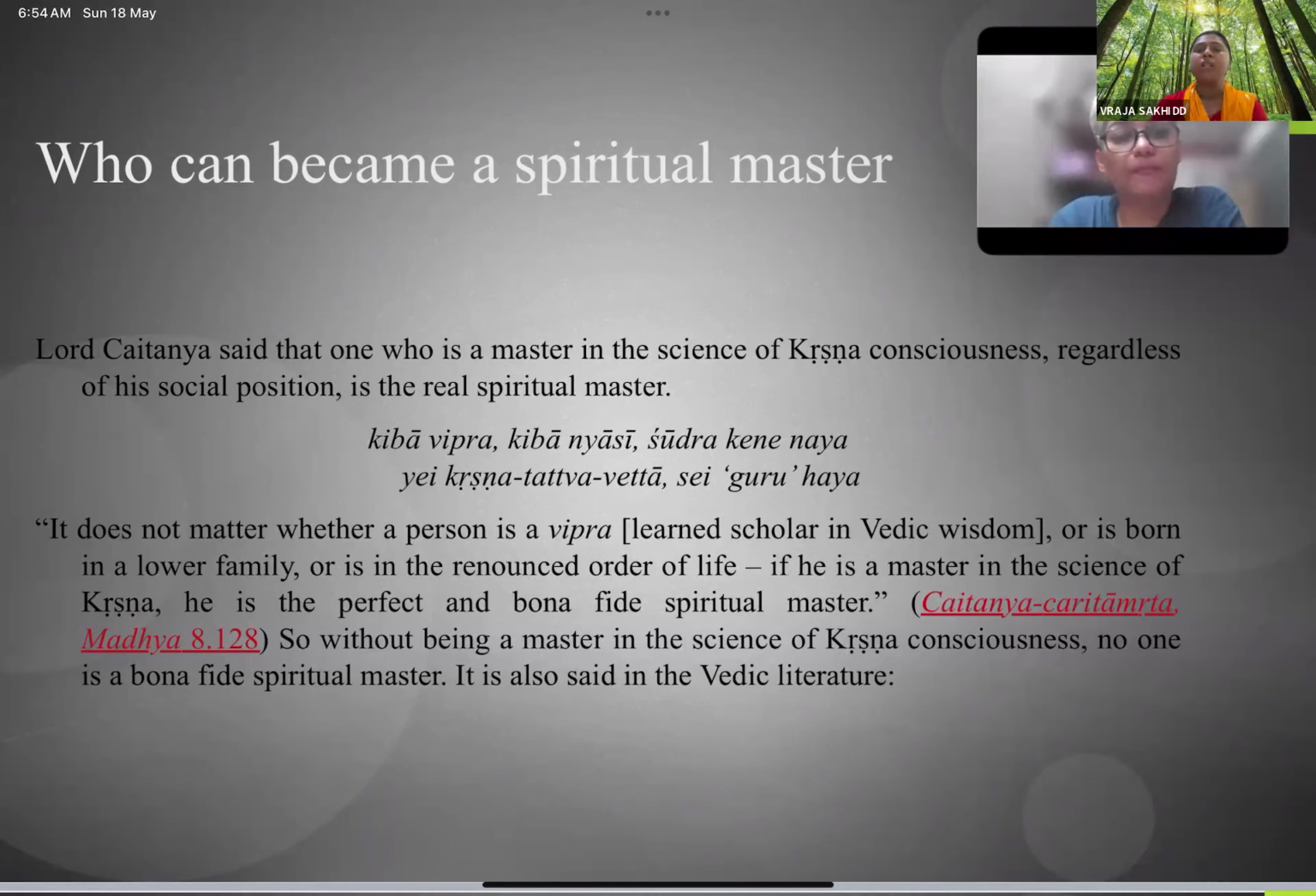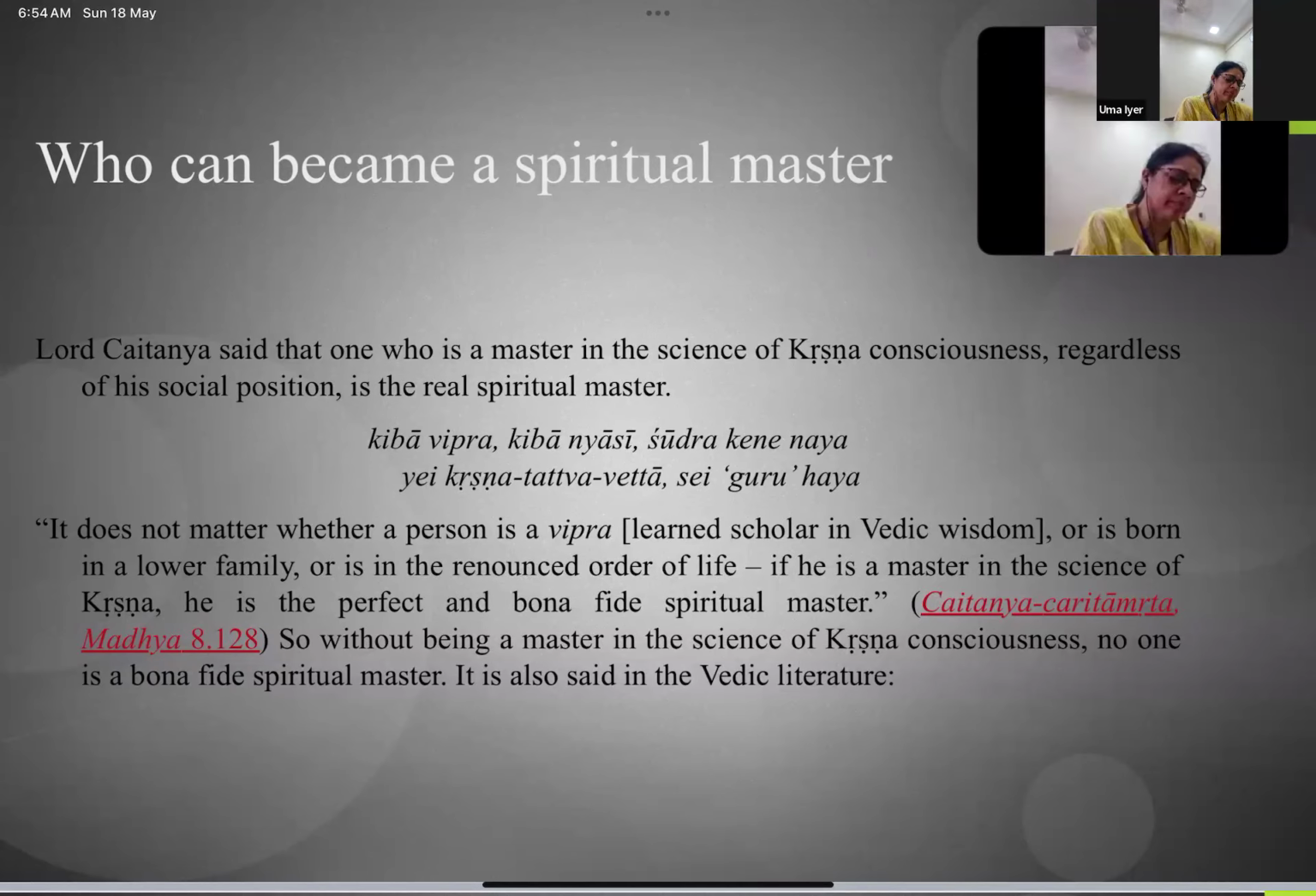So we can see that. What is the qualification of a spiritual master? He should be 100% Krishna conscious. It doesn't matter which background he comes from, whether he is coming from a lower family or from a Vedic family or whether he is renounced. Unless he is 100% Krishna conscious, he cannot be a spiritual master. And who said this? Lord Chaitanya. Who is Lord Chaitanya? Lord Krishna himself, who came as a Bhaktavatar.